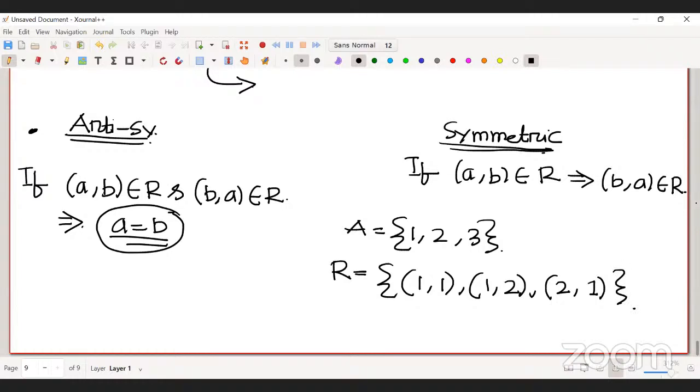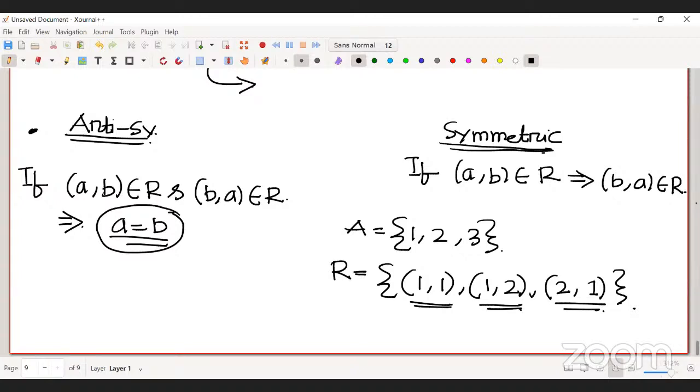My question is whether R is a symmetric relation or not. Yes, sir, it is a symmetric relation. Why? 1 comma 1 is there. 1 comma 2 is there, and 2 comma 1 is also there. For A comma B, B comma A also exists. Okay. So my next question is whether R is an anti-symmetric relation or not.